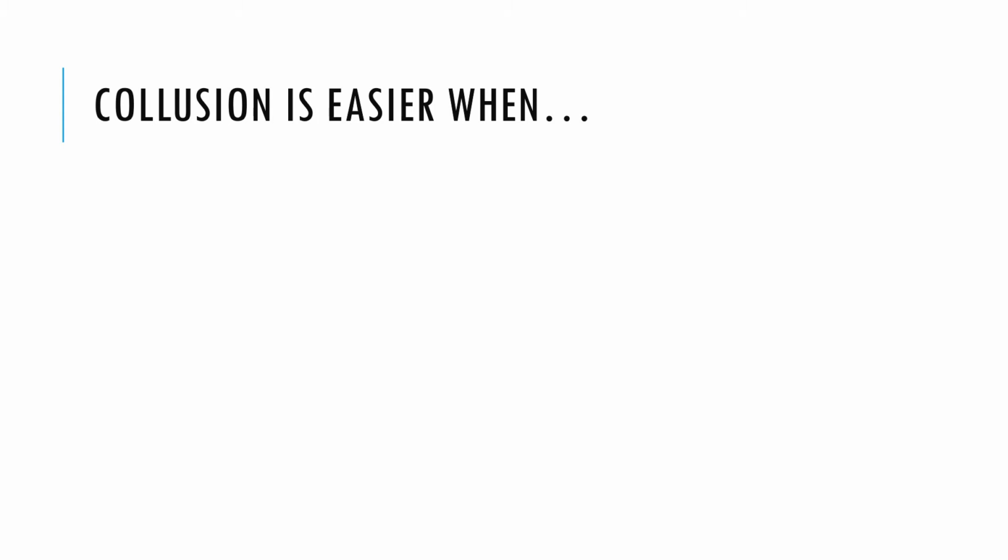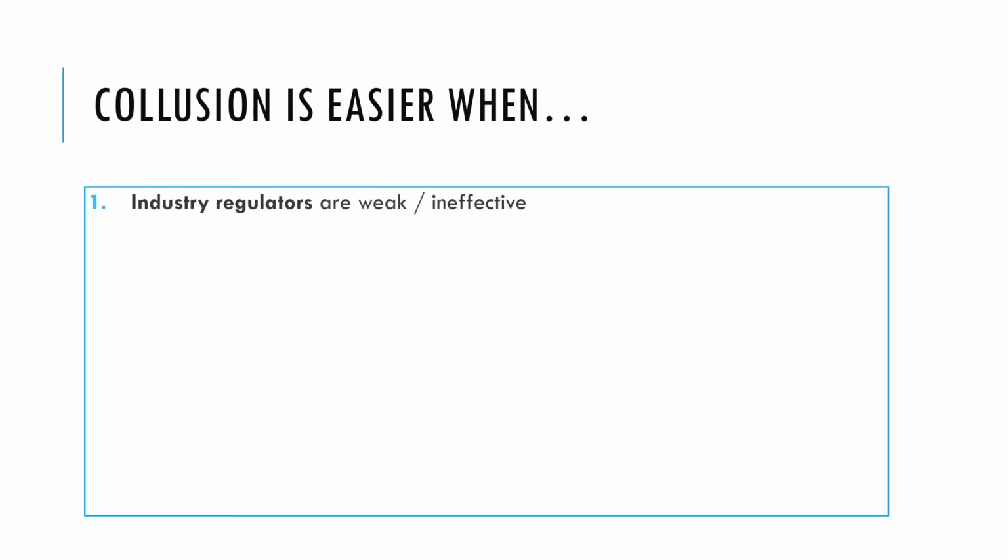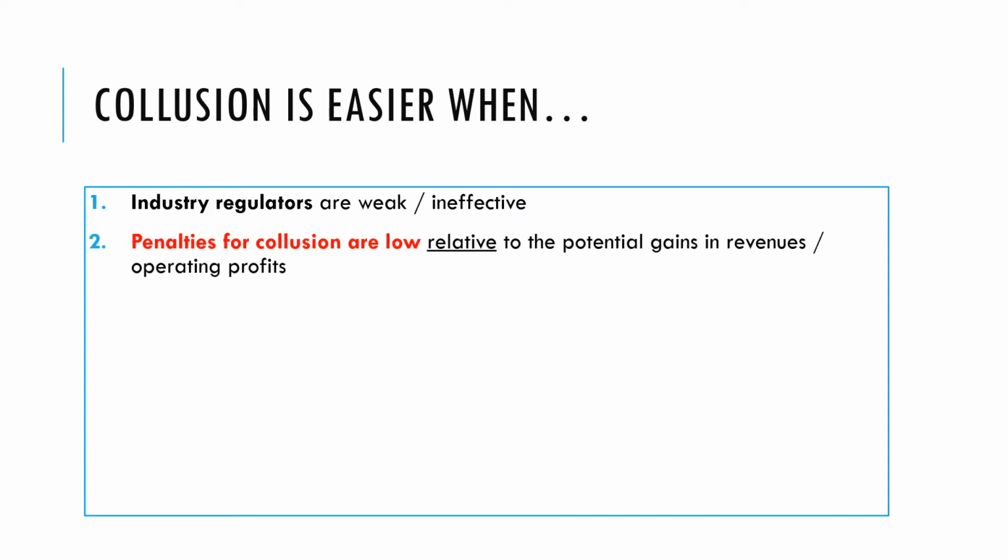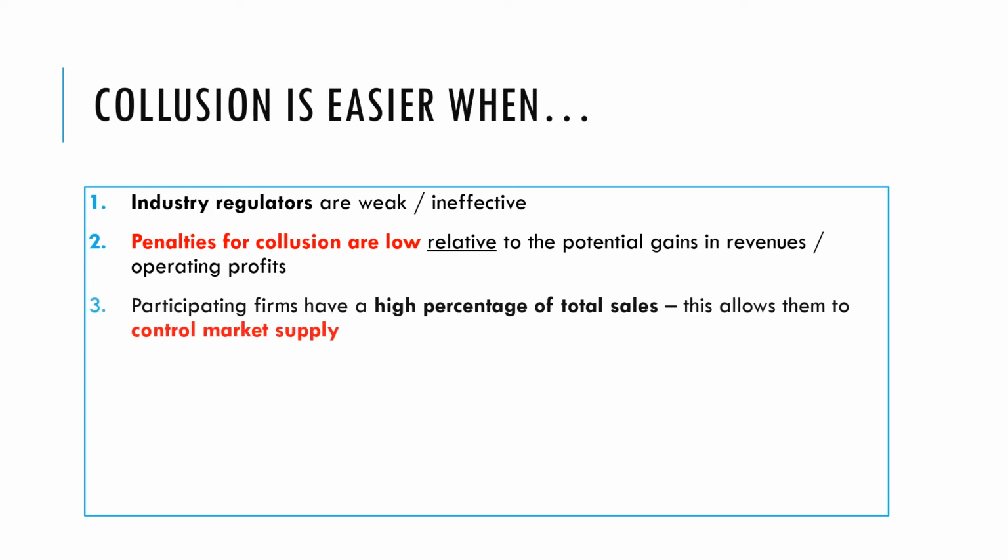Now, collusion is easier between firms when the government, the regulators, the people who are in charge of monitoring levels of competition in markets, are weak or ineffective. If the penalties for colluding, for being anti-competitive and trying to charge consumers higher prices and not competing, are relatively low compared to the gains in revenues or profits.